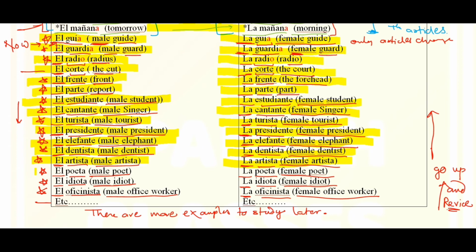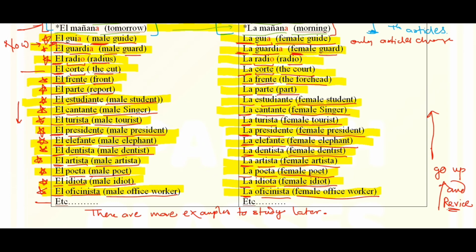El Poeta, male poet. La Poeta, female poet. El Idiota, male idiot. La Idiota, female idiot. El Oficinista, male office worker. La Oficinista, female office worker. These are some examples.